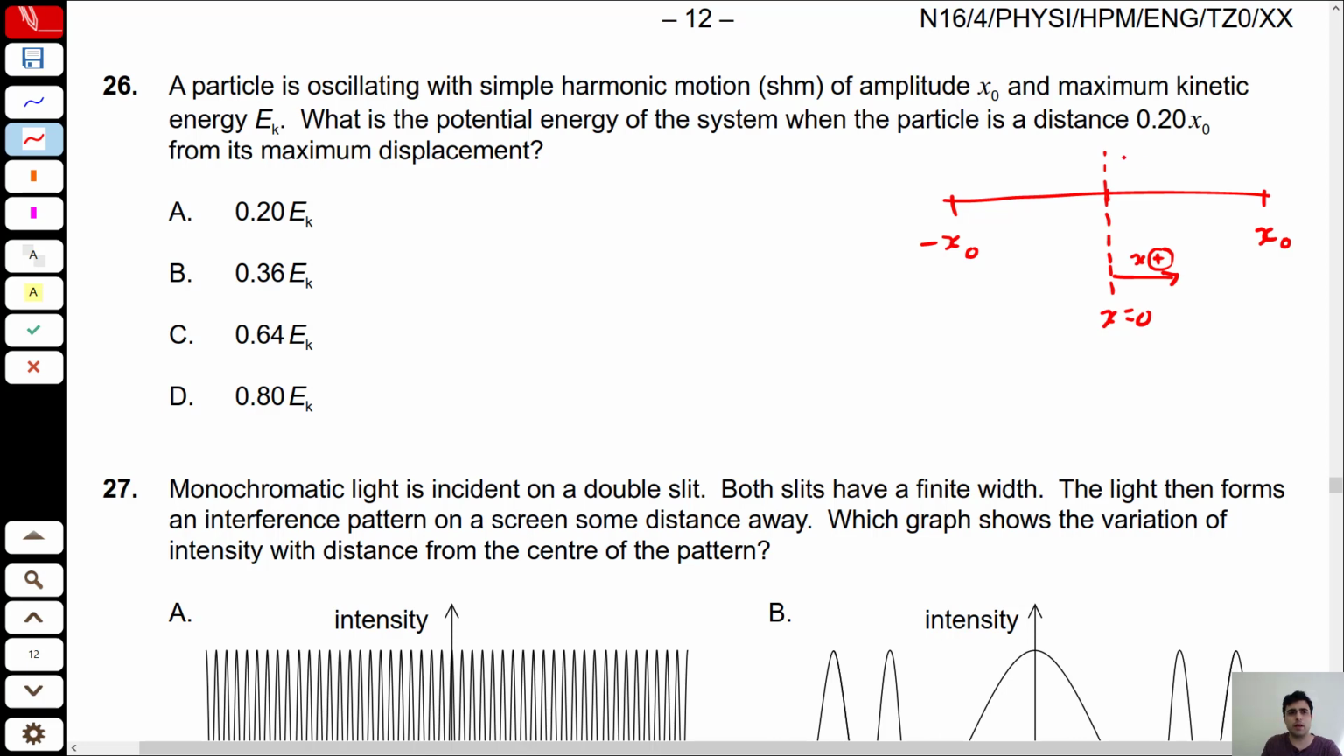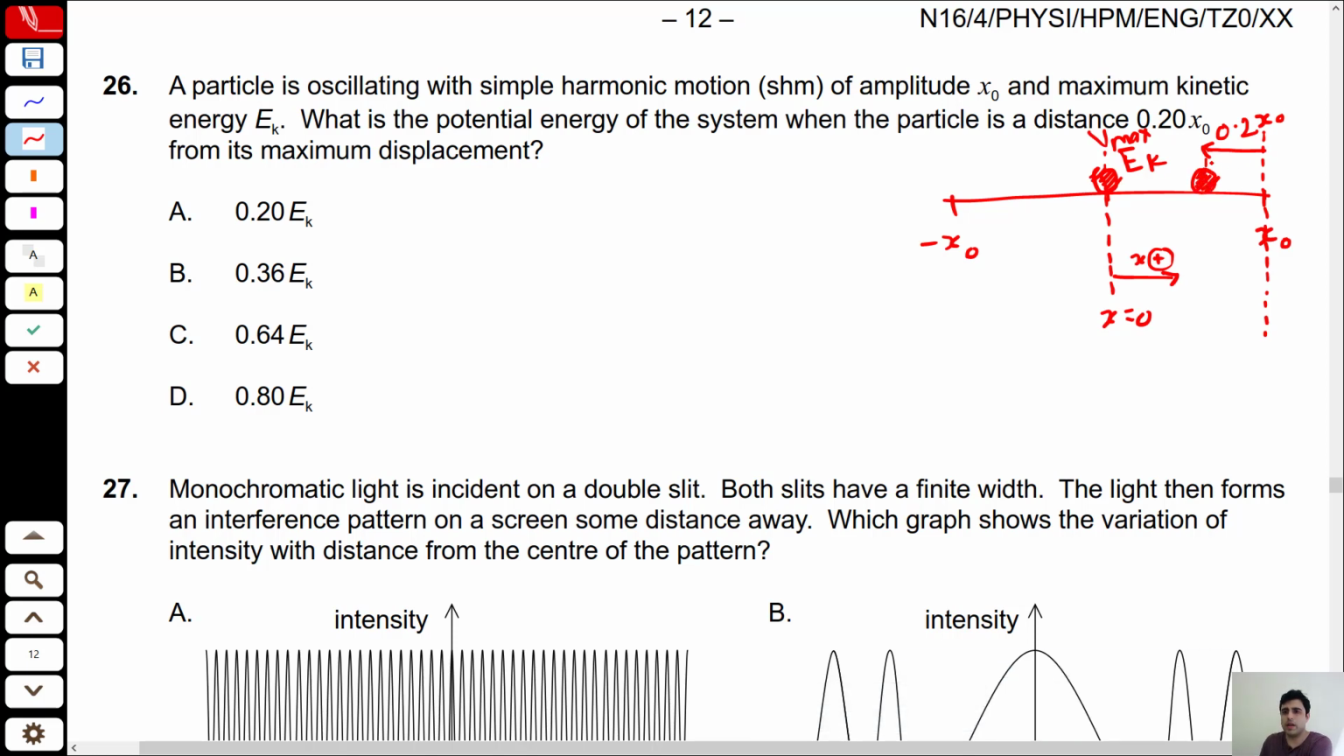So maximum kinetic energy EK. You know the speed of the body in simple harmonic motion is maximum when it is at the equilibrium mean position. So this will be the point where the particle will have maximum kinetic energy, and that maximum kinetic energy is EK. What is the potential energy, the stored elastic potential energy, of the system when the particle is at a distance of 0.2 x0 from its maximum displacement? So this is the maximum displacement, and when it is this much away, so 0.2 x0, in other words, it is somewhere here.